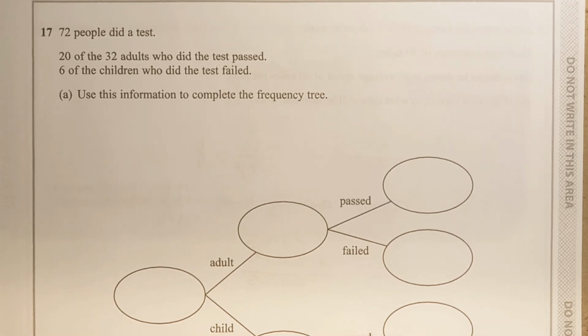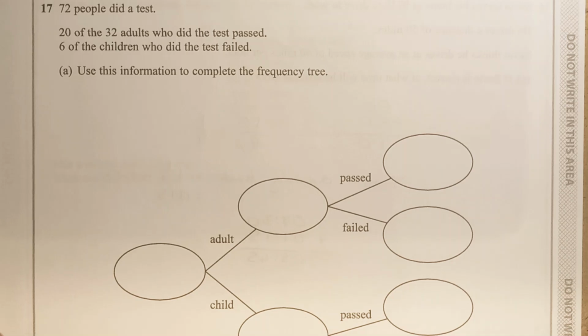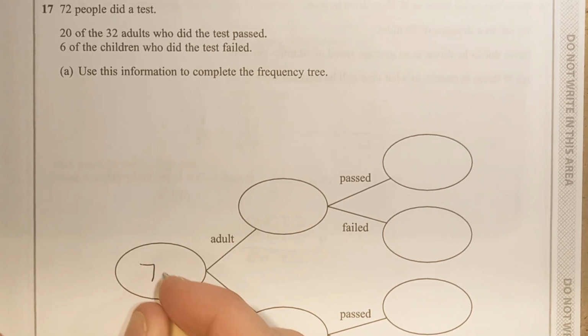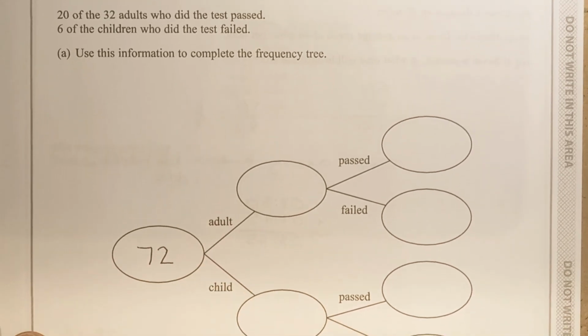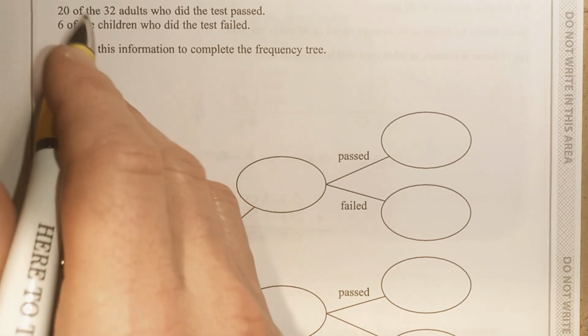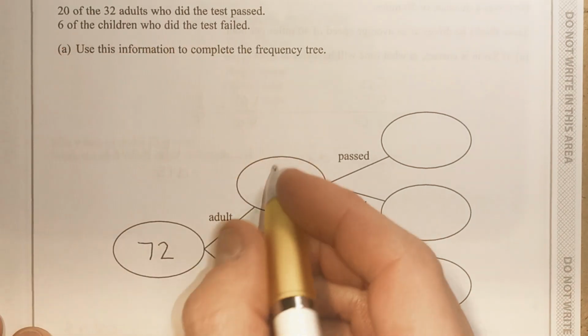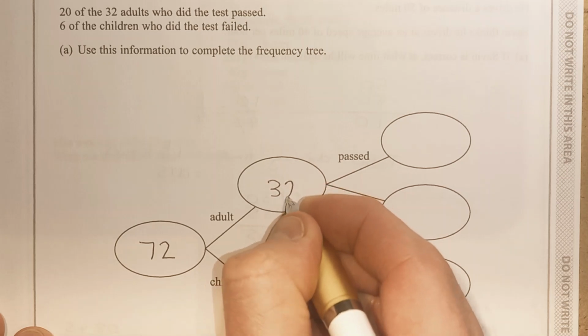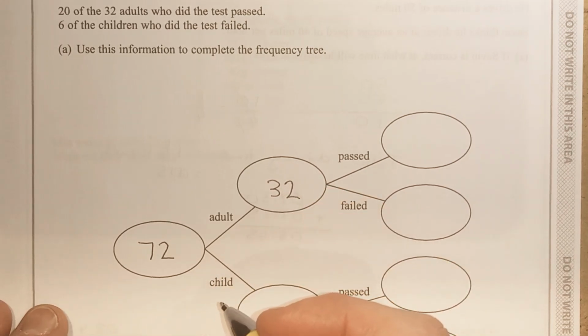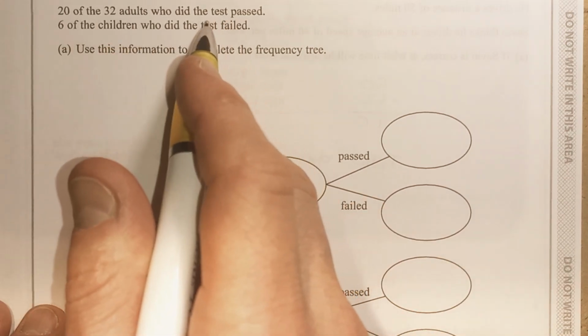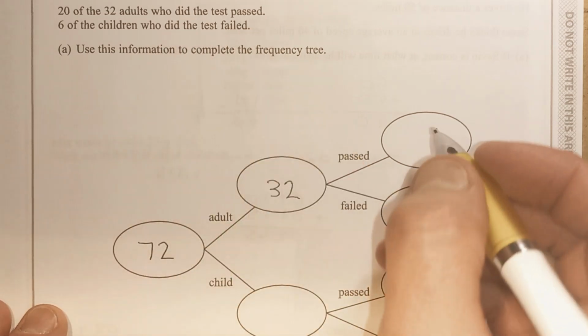Question 17. 72 people did a test. 20 of the 32 adults who did the test passed. 6 of the children who did the test failed. Use this information to complete the frequency tree. Right, 72 people did a test. So we can put 72 in here. Right, 20 of the 32 adults, so they're telling us 32 of them are adults. And it says 20 of those who did the test passed. So 20 of these passed.